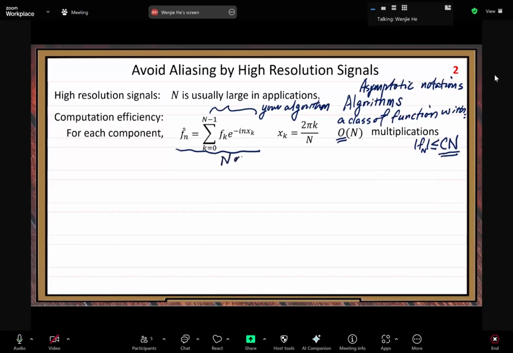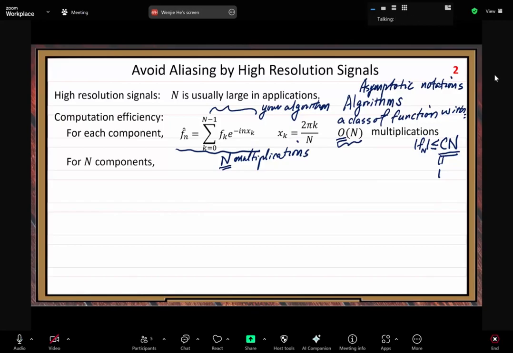N multiplications, so you choose c equals 1. How about that? 1 times n. So that's why we say it is a big O of n, the number of multiplications. Bounded by constant c times n, the number of multiplications when you calculate this formula. So that's the meaning here.